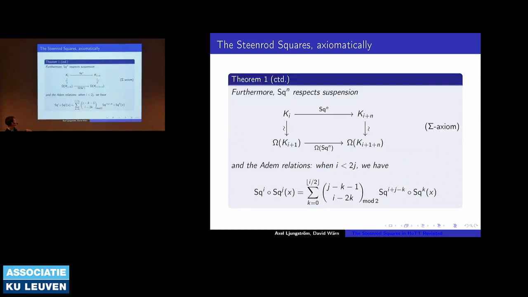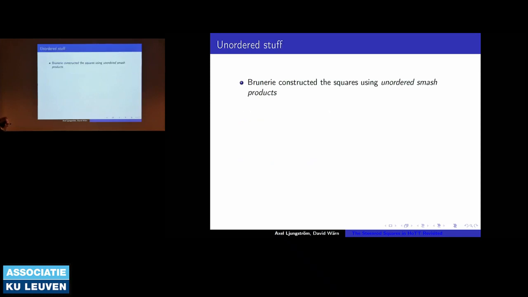Then there's more, of course. There's always more. We also require our squares to respect suspension. So we want, whenever we apply the square from K_i to K_{i+n}, this should be the same thing as applying the loop space functor on our square from K_{i+1} into K_{i+1+n}. So that's an annoying axiom that we have to check. But even more annoying is the Adem relations. So these are, I mean, you're not supposed to read them. You're just supposed to look at them and you move on. We have kind of proved this. We've proved this, basically, right? I'll tell you more about it soon.